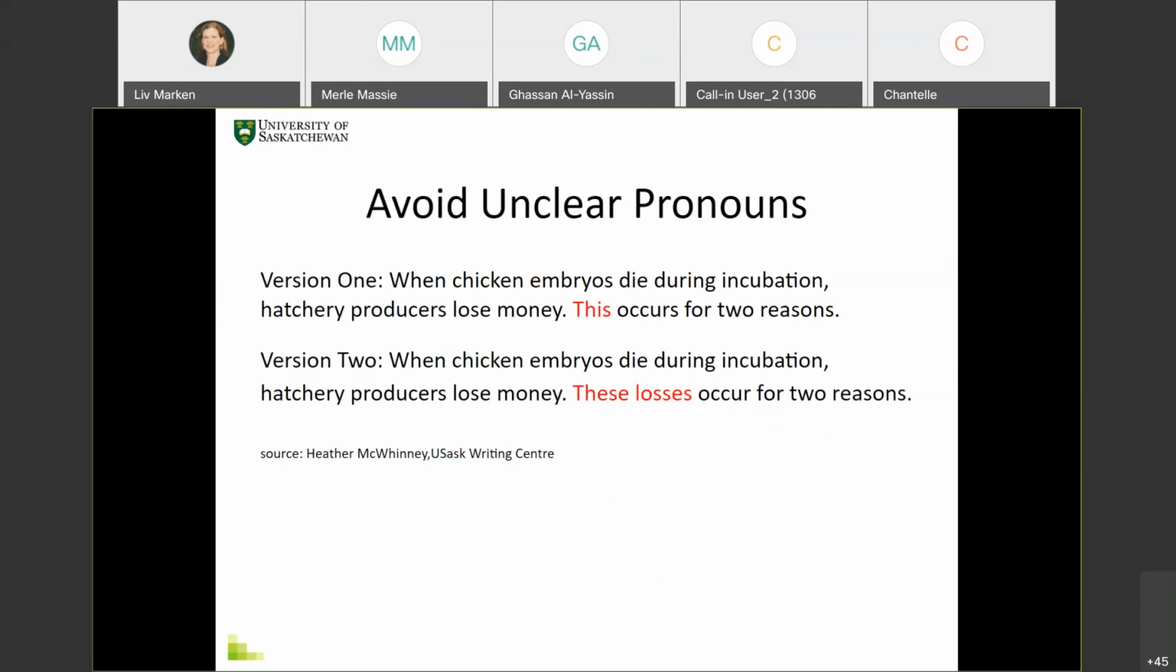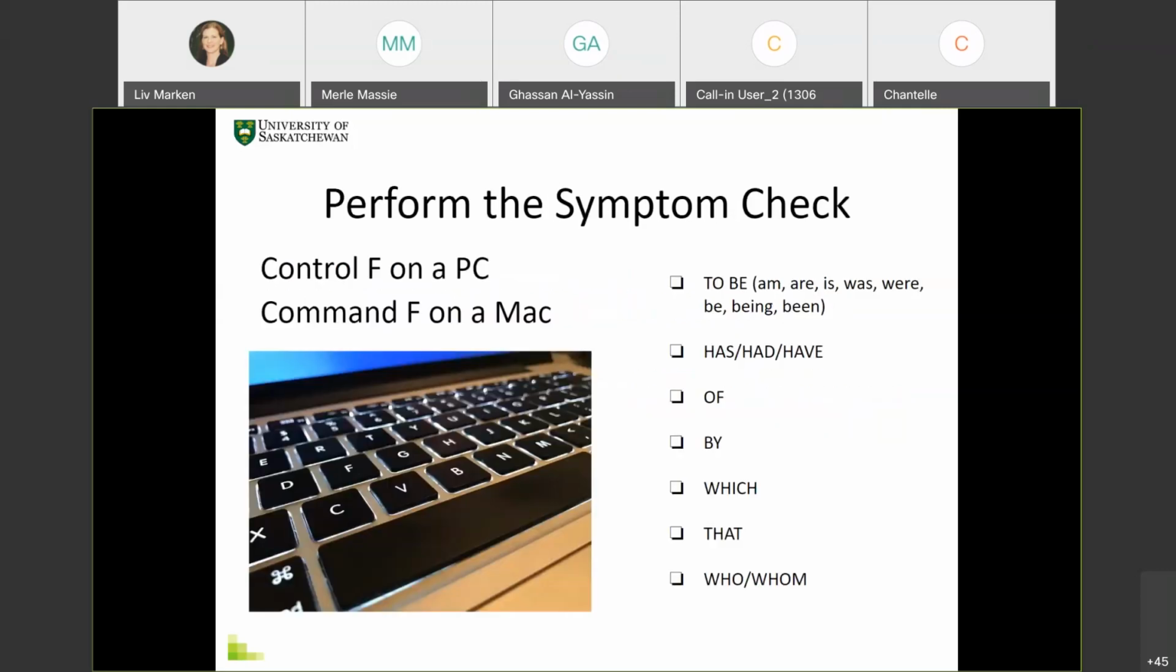But we can lose that context when we start a new sentence. You can just repeat the word, or you can use a pronoun plus a description of what it was you just talked about. So there's an example for you of that, and I can send you more information if you're struggling with this issue and you want some more information about how to avoid unclear pronoun references.